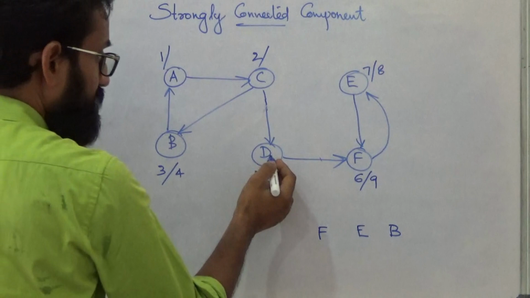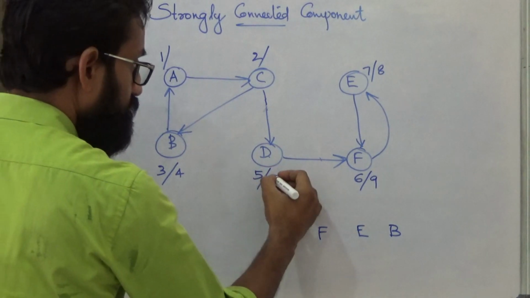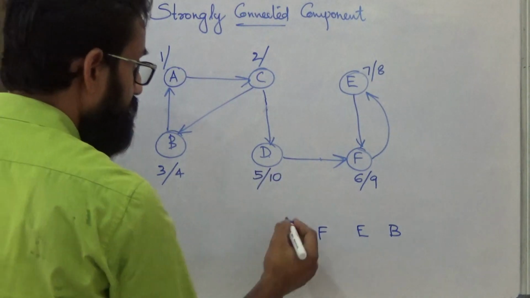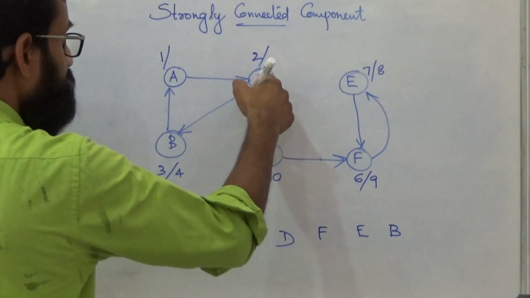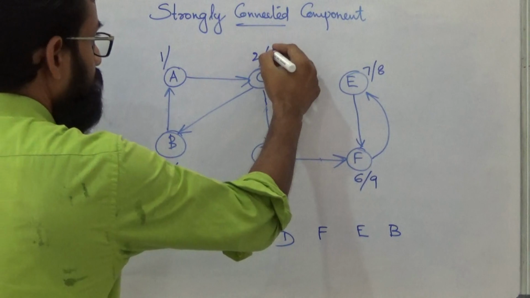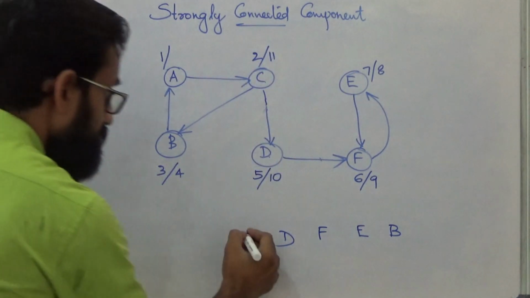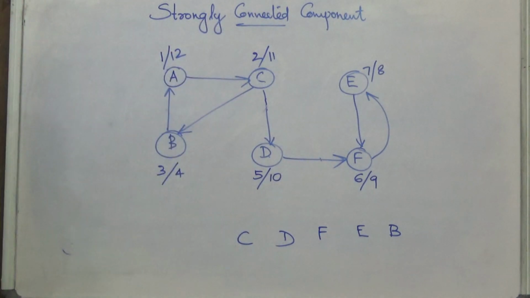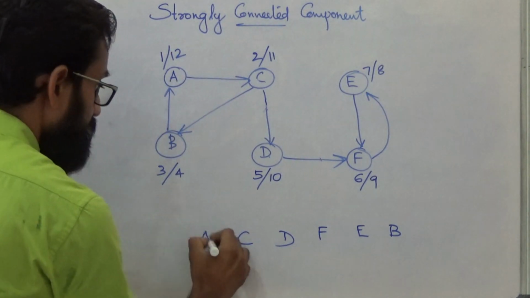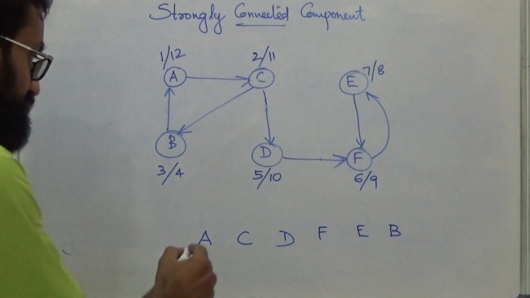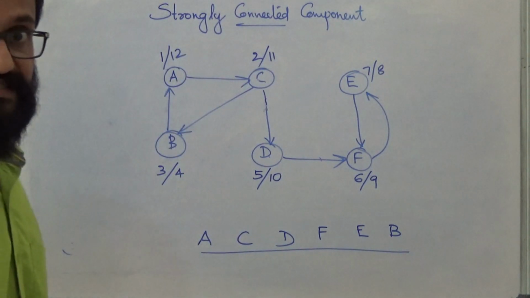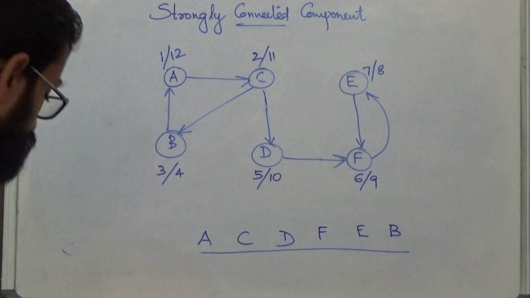Now backtrack to its predecessor. At time t equal to 10 you are finishing D. Backtrack to its predecessor. At time t equal to 11 you are finishing C. Backtrack to its predecessor. At time t equal to 12 you finish A. So this sequence is the arrangement of vertices in descending order of their finishing time.